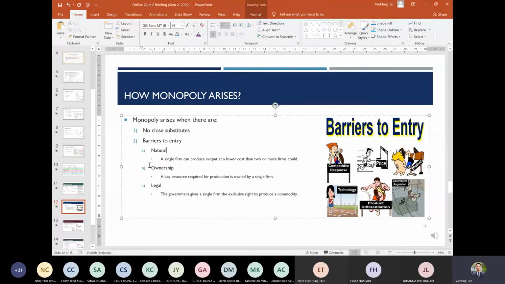Like for instance, let's say Sarawak Energy. Because Sarawak Energy is already able to produce the electricity at a very low cost. So if another firm comes in, this firm must also produce the electricity at a similar cost as Sarawak Energy, otherwise it cannot compete with Sarawak Energy. And this type of challenge is called natural barriers to entry.